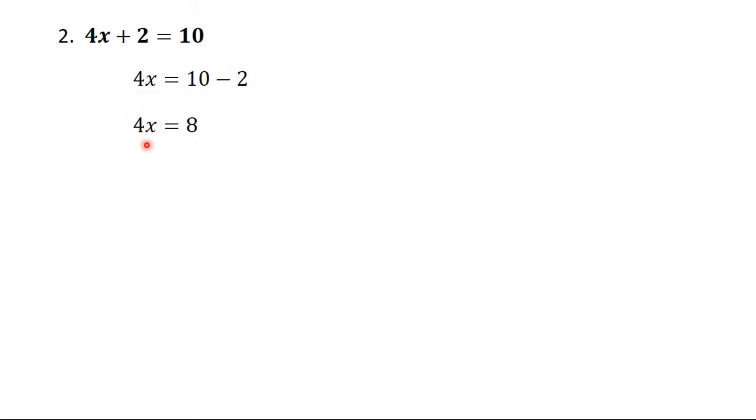Now you see, this is the same as the first example that we had. What do we do? We divide 4x here by 4 so that we can get rid of 4. Then we divide 8 also by 4, because what you do to the left hand side, you do the same thing to the right hand side. Now 4 will cancel 4, so we are going to have x. 8 divided by 4 will give us 2.